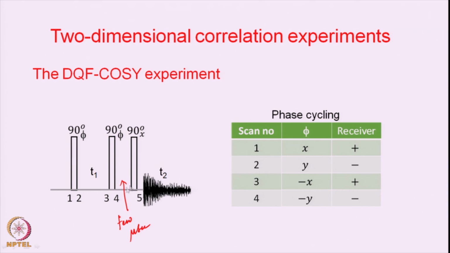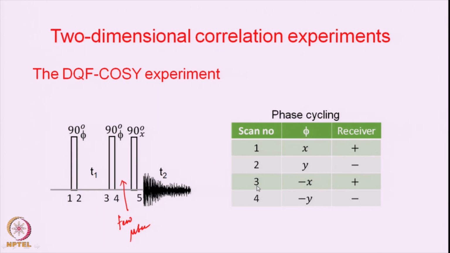And so, let me repeat here, for each value of T1 you record 4 FIDs with the phase of these 90-degree pulses changing as indicated here. For the first one it is x, then it is y, then it is minus x, then it is minus y, and the data in the receiver is added here, subtracted here, added here and subtracted here. So, this whole strategy is called phase cycling.